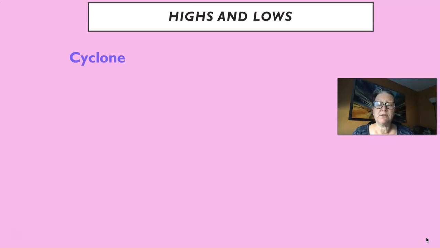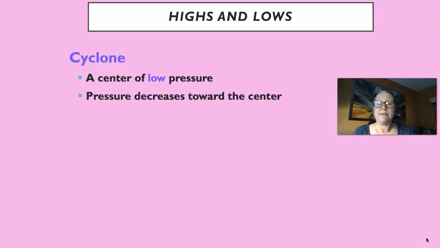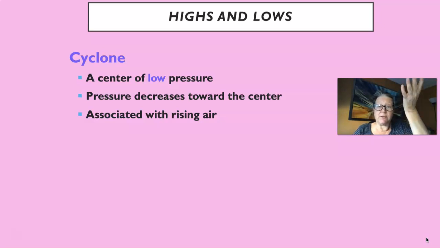Low pressure regions are sometimes called cyclones, and you might have heard the word cyclone sometimes referring to a tornado. Well, tornadoes are indeed centers of intense low pressure. The pressure gets lower and lower until you get to the center of the cyclone, and it's associated with rising air. Rising air reduces the push on the surface, so rising air is associated with low pressure.